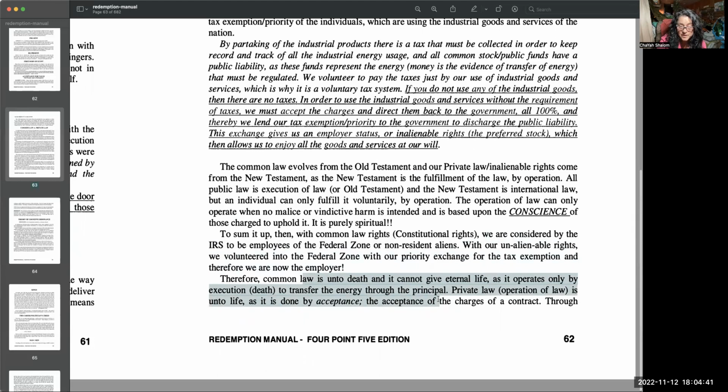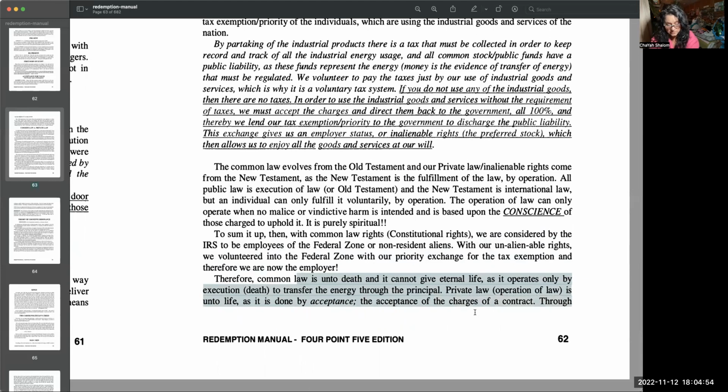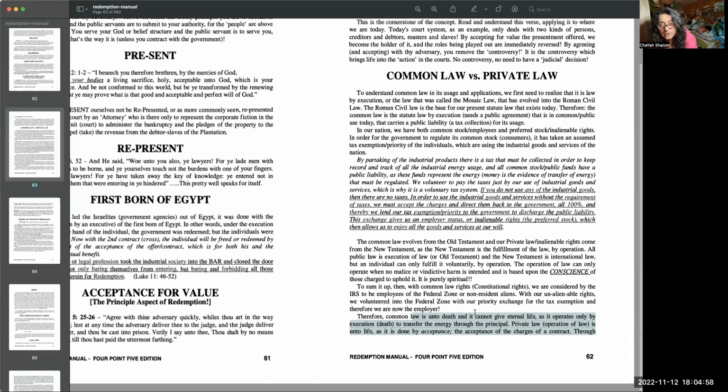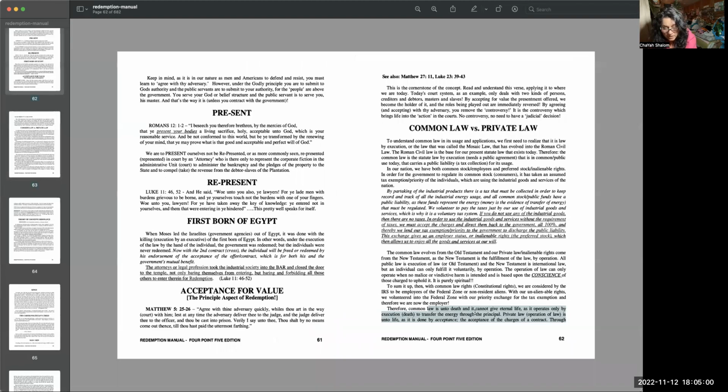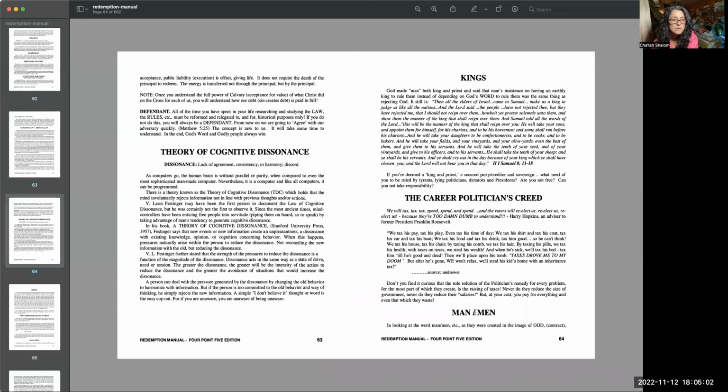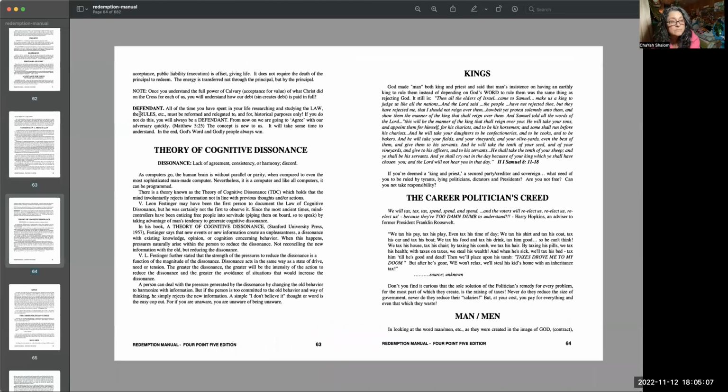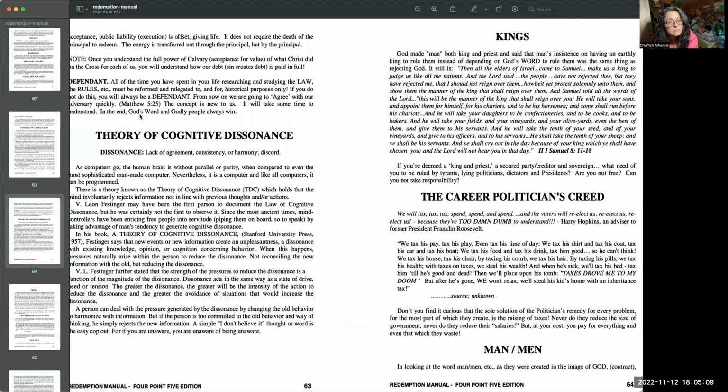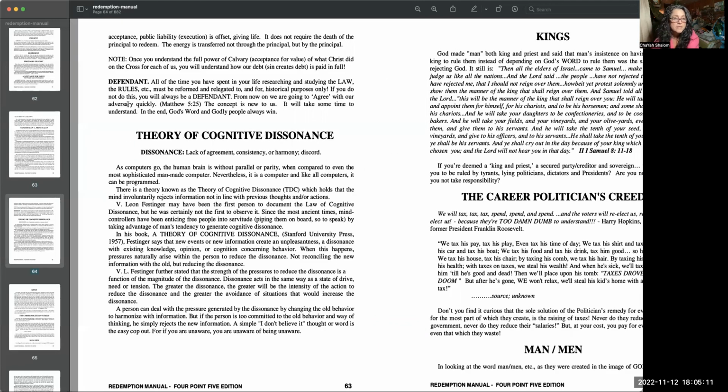Private law, operation of law, is unto life, as it is done by acceptance, the acceptance of the charges of a contract through command. Okay, through acceptance, public liability.